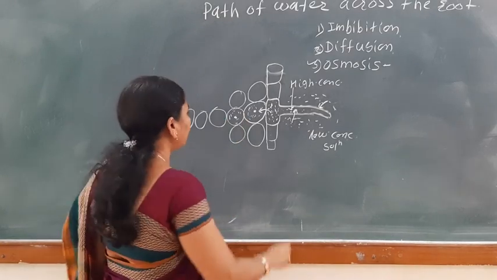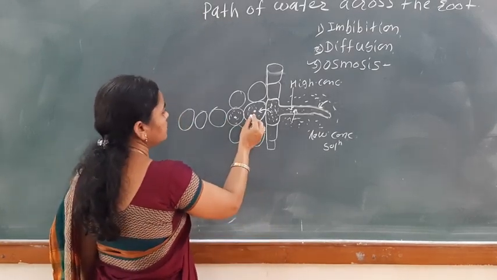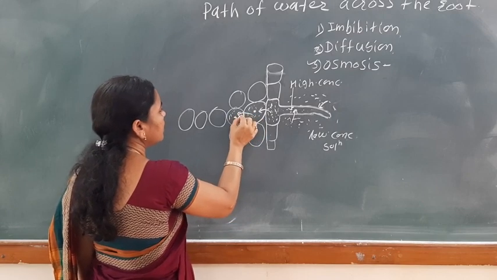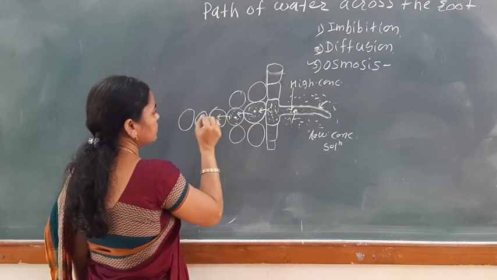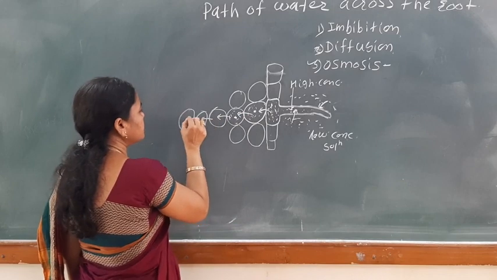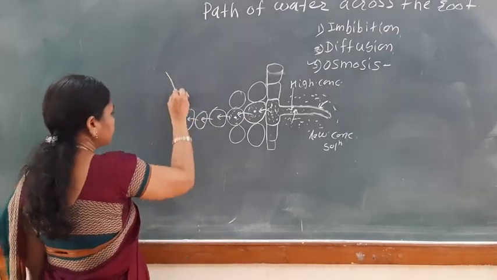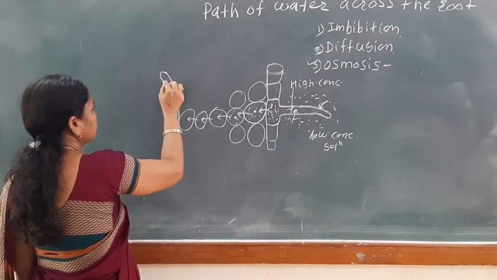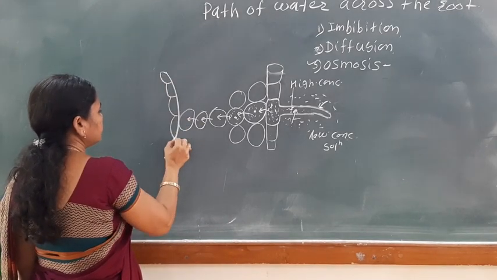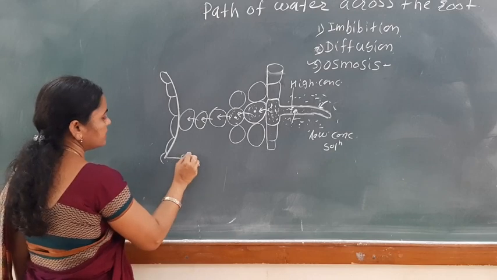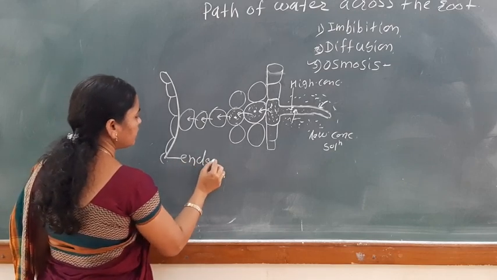So the movement of the water, or the solvent, is from the low concentration to the high concentration. In this way the movement takes place, and the water comes to the layer that is known as the endodermis.